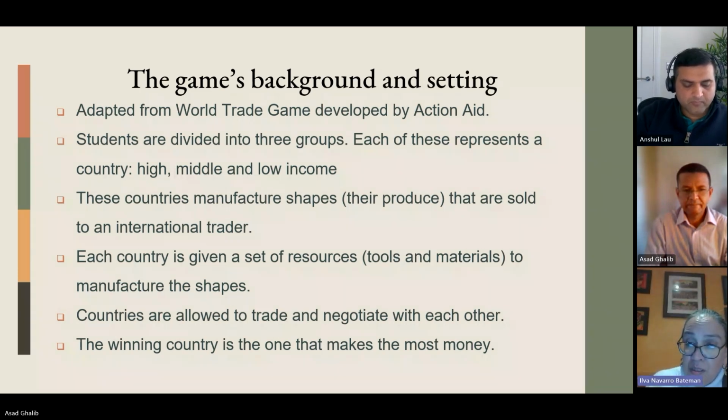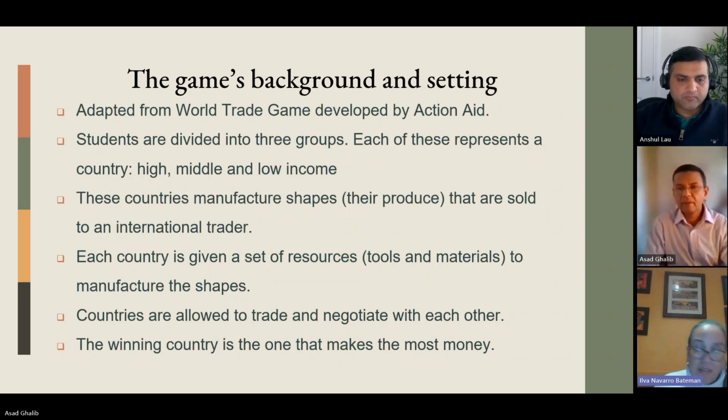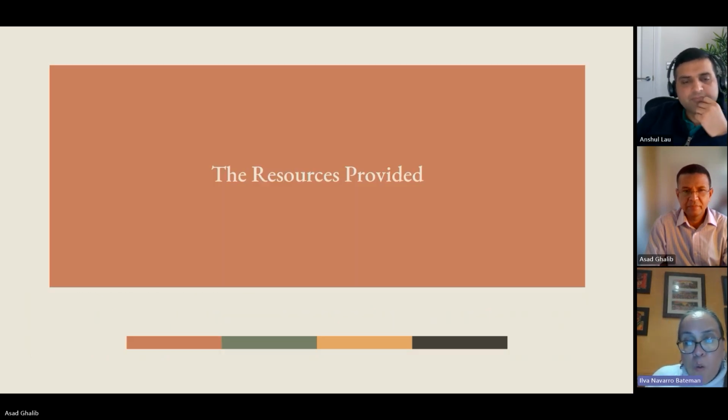There are very few rules to the game. Students are allowed to move around the room. In fact, they should trade with each other. And what I always tell them is that the key rule is that they can only use the materials that are provided in the packs. They cannot use their own pens or pencils or anything else. I always make them put everything to the side. At the end of the game, the country that has the most money is the winner.